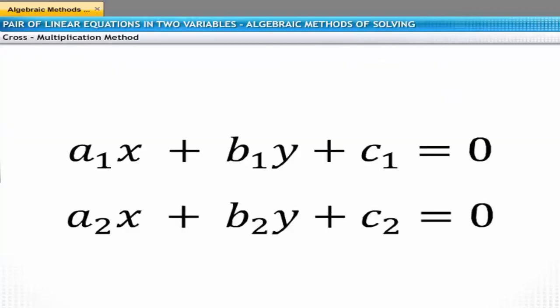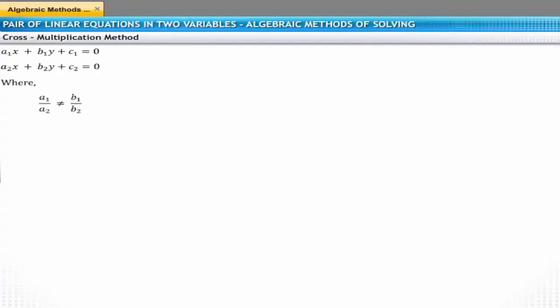We will now discuss the third method of solving a pair of linear equations, the cross multiplication method. Let's consider the general form of a pair of linear equations: a1x plus b1y plus c1 is equal to 0 and a2x plus b2y plus c2 is equal to 0. Recall that when a1 divided by a2 is not equal to b1 divided by b2, the pair of linear equations will have a unique solution.